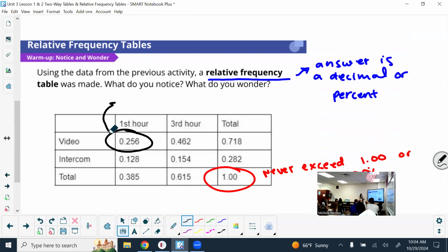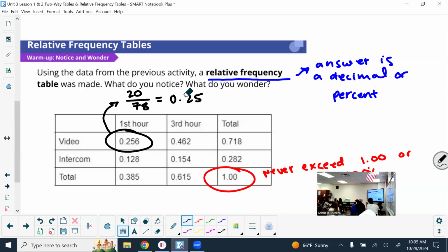So these notes that I'm taking, I would highly recommend take them down too. This is how we're creating it. Taking that value from the previous activity, and in this case, we're doing it out of the grand total. Your denominator could change based on the question. Like if it said out of people that wanted first hour, that would change it. Out of people that wanted the intercom, that would change your denominator. All right, but for this relative frequency table, we're taking the numerator or the value from the previous table and dividing it by however many were surveyed.